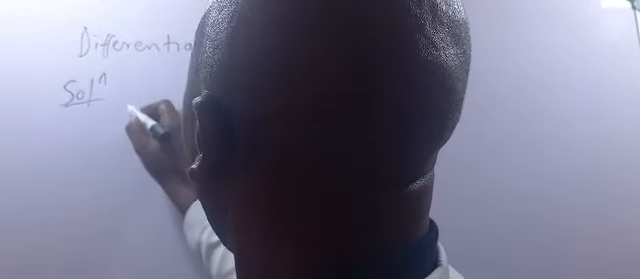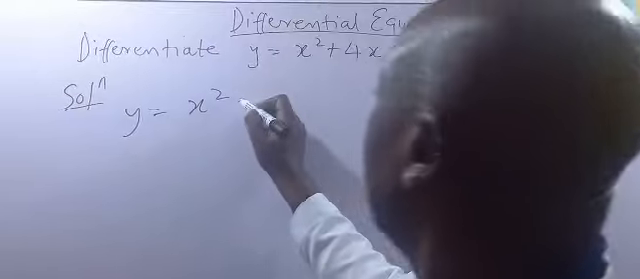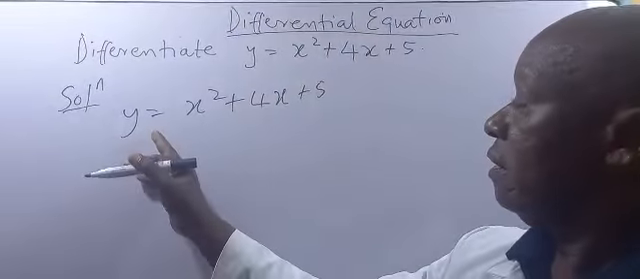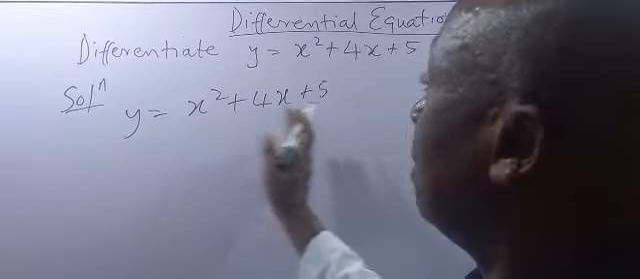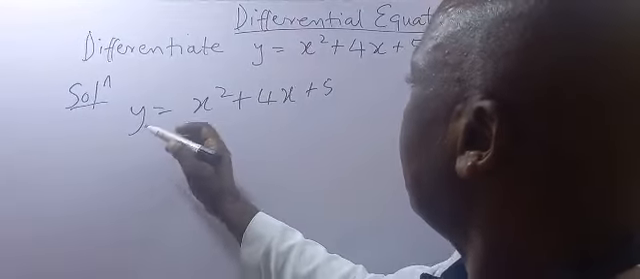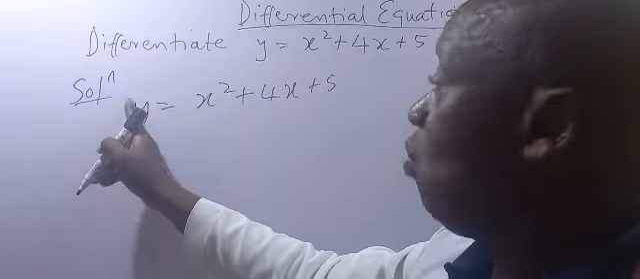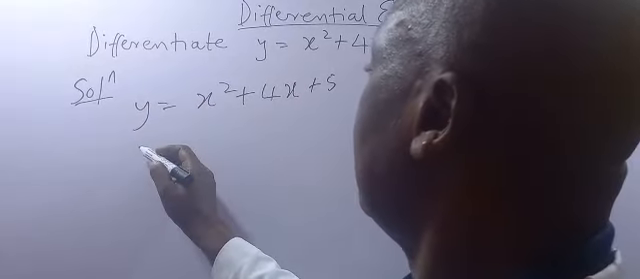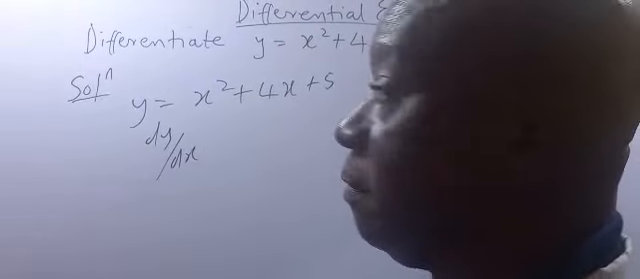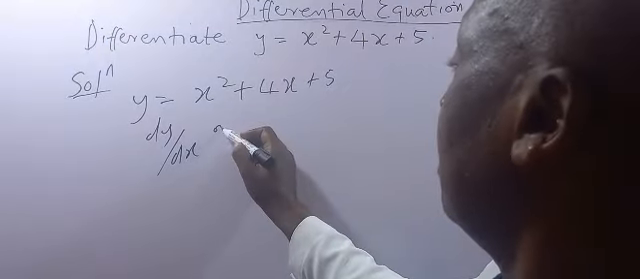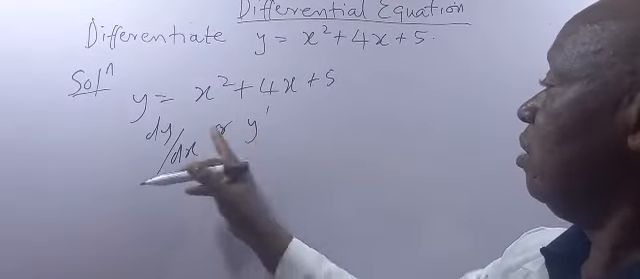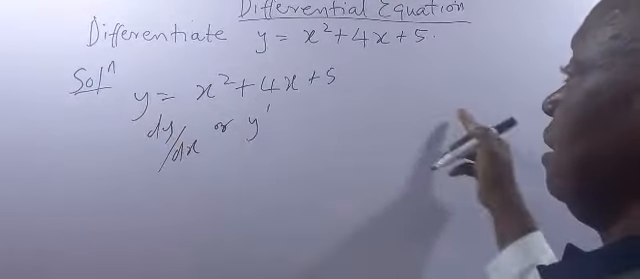Now y is equal to x squared plus 4x plus 5. Okay, this is the equation. So we are to find the differential or the differentiated equation. So to find the dy dx, we are differentiating y with respect to x. So it means we can write it like this: dy by dx, or we can also write it y to power n or y to power 1. Okay, so these two will give us the differentiated equation.